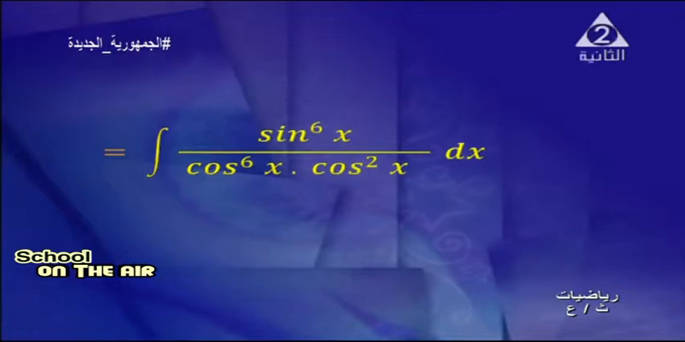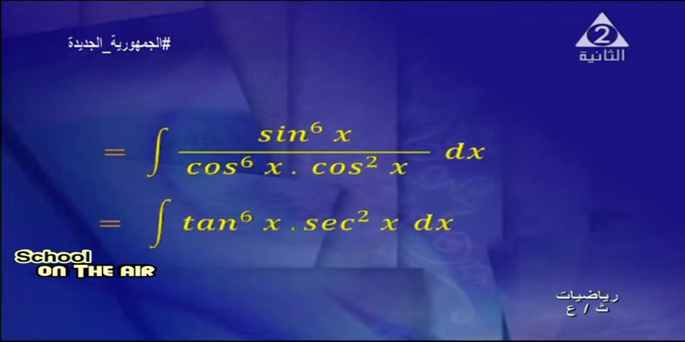Now, the integration of sine power 6 x over cosine power 8 x, which is sine power 6 x over cosine power 6 x times cosine power 2 x dx, equals integration tan power 6 x sec power 2 x.